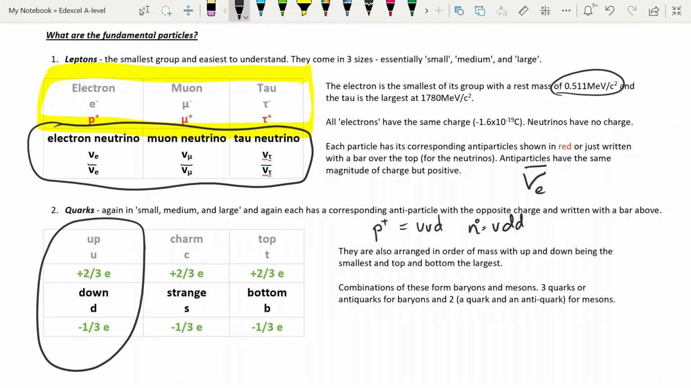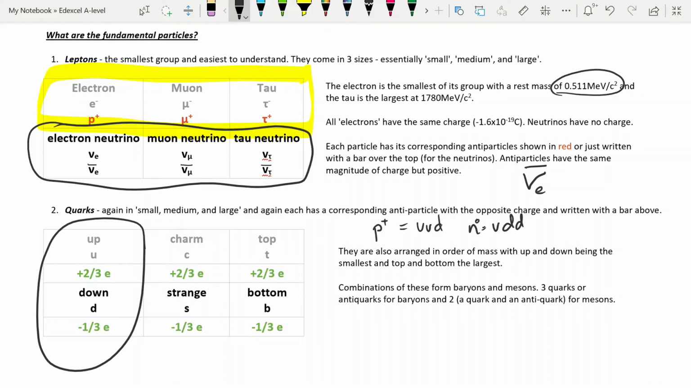Because you can see, if you've got 1 up and 2 downs, the overall charge of your baryon caused by up, down, down is 0. And it's as simple as that. You just look at what the charges are, and they will add up to whatever the charge of the particle is.